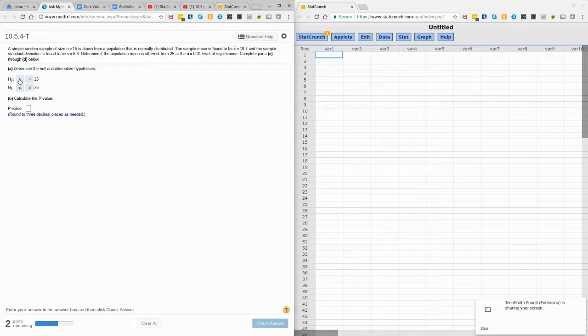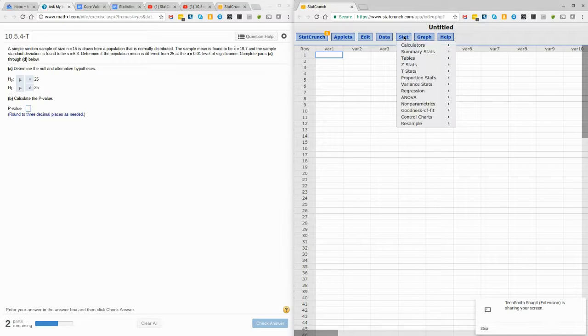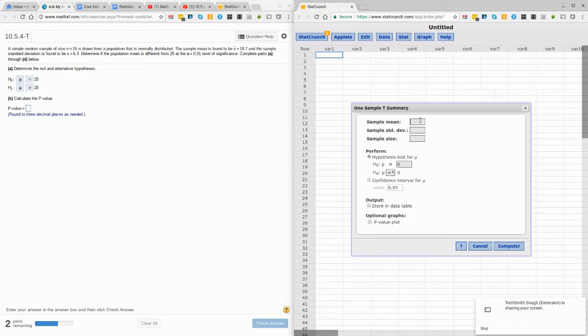So the null hypothesis is that the mean of the population is 25. And our alternative hypothesis is that it is not equal to 25. So here we're asked to calculate the p-value. So for this, you need the t-stats calculator with summary. Okay, so here we've got a summary of the sample stats.